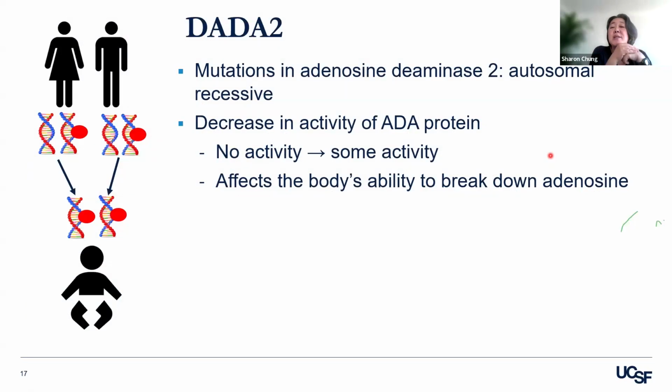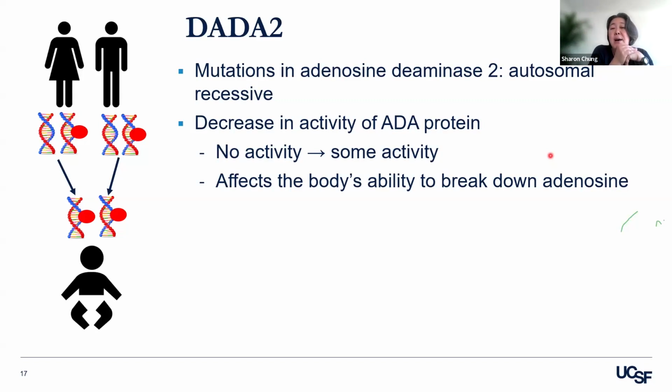If you have mutations in adenosine deaminase 2, you have decreased activity of the adenosine deaminase protein. Some patients have no activity of this protein, and some patients have a little activity of this protein. Depending on how much activity of this protein you have, it impacts whether or not your body can break down adenosine. And if you can't break down adenosine, that results in inflammation.